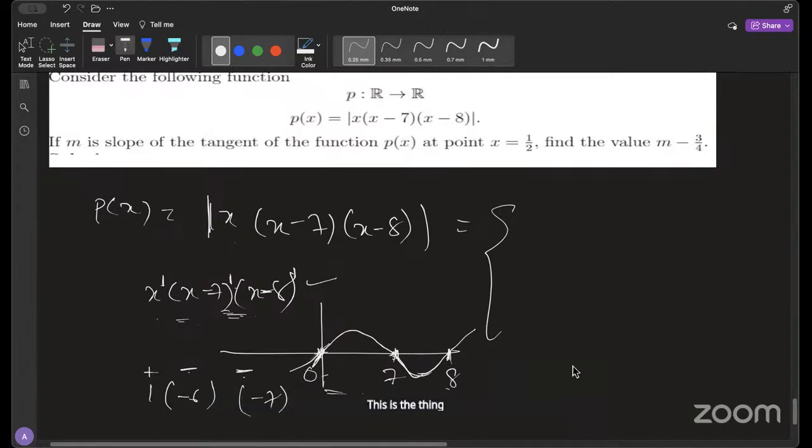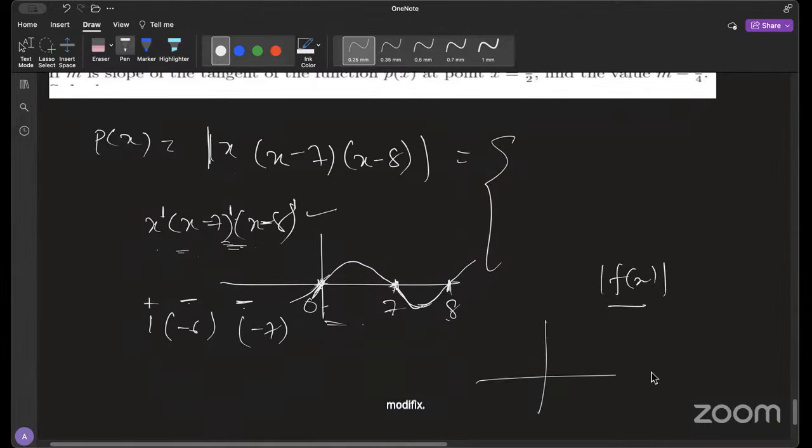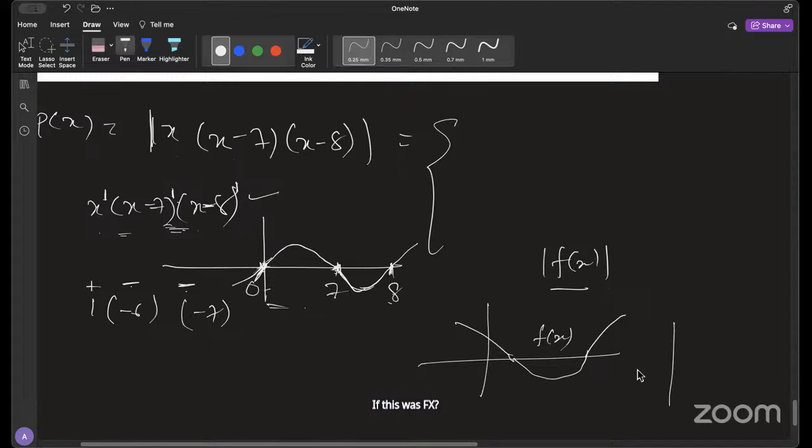Now, this is the thing. But when you have a mod function, mod f(x): if you have f(x) as this, then your mod f(x) will look like this. The negative side will just come to the positive. So if this was f(x), then your mod f(x) will be this thing, and the negative side will be flipped to the positive one, and then you will have this. Is this okay? This one just gets here.